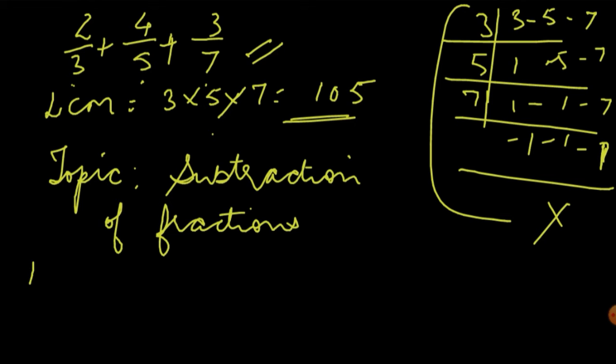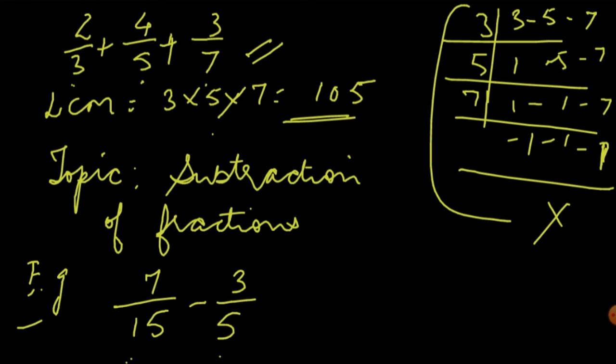For example, 7 upon 15 minus 3 upon 5. Now here the denominators are different, but you see 15 is a multiple of 5. So if we take LCM of both the numbers, 15 should be the LCM. If two numbers are there and one is the multiple of the other number, we can take the multiple as the LCM. So 15 is the LCM.